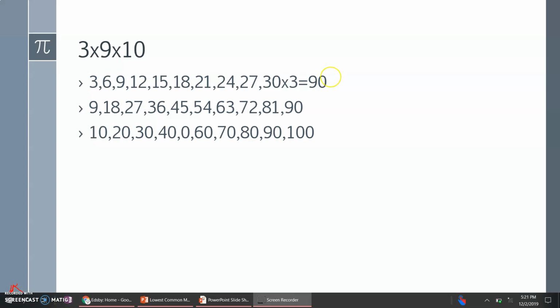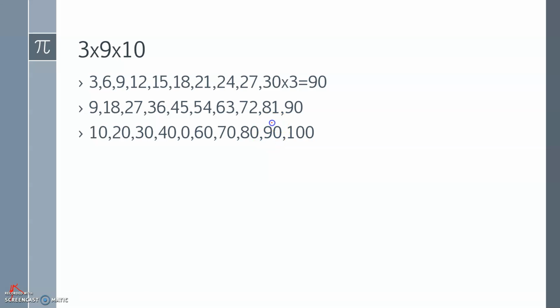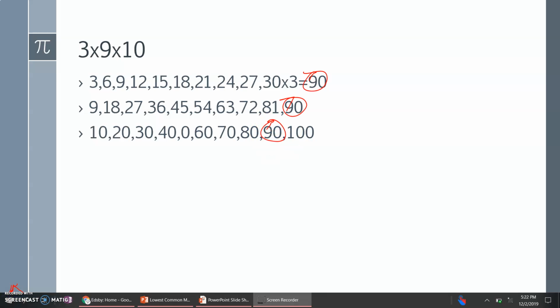So what we can do is we can multiply up some more. So like I did, 3 times 30 equals 90. Then we found some. There we go. So here we did 30 times 3 and we got 90. And as we found 90 twice in 9 and 10, so that will work as well.